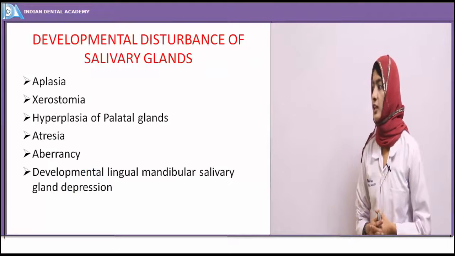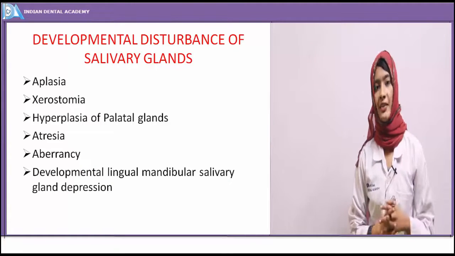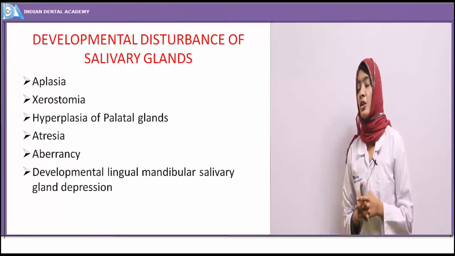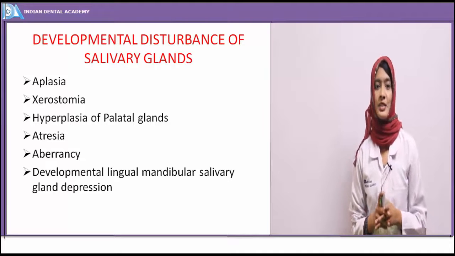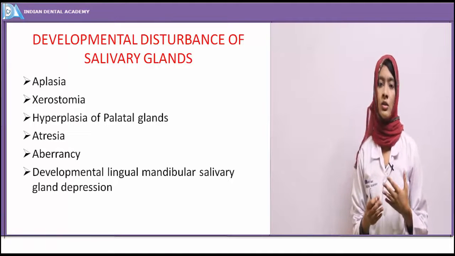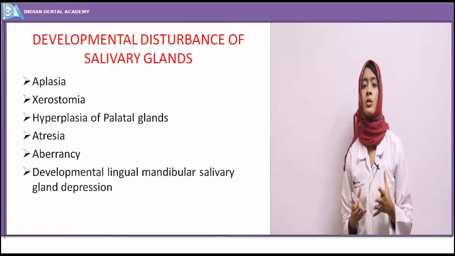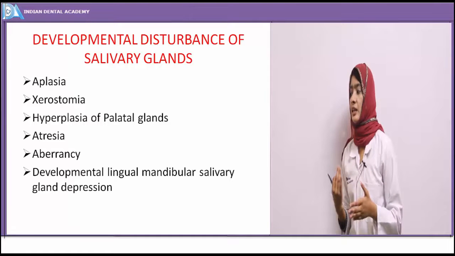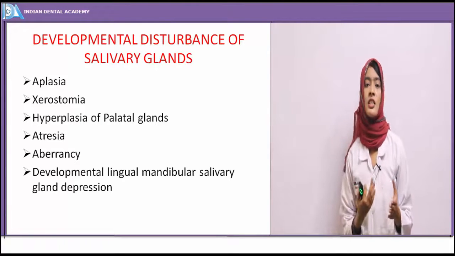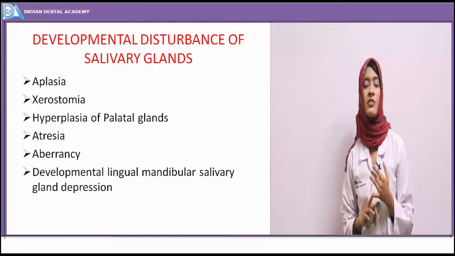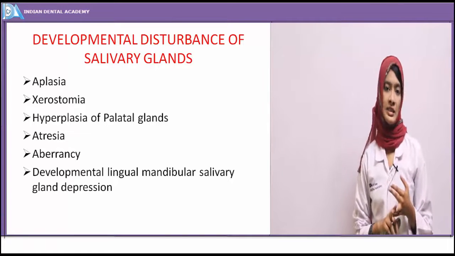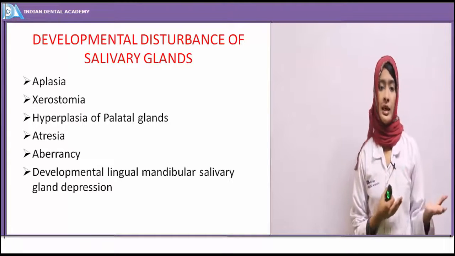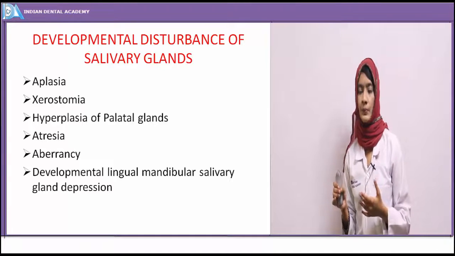That's it. Now we go to the developmental disturbances of salivary glands. Aplasia is absence of the salivary gland. When the salivary gland is absent, the usual symptom may be xerostomia or dry mouth. When there is excessive dry mouth, you may suspect aplasia of the salivary glands. It is usually seen associated with a few syndromes like hemifacial microsomia, LADD syndrome and Treacher Collins syndrome. It gives an impression that aplasia may be present by birth, that it may be congenital.